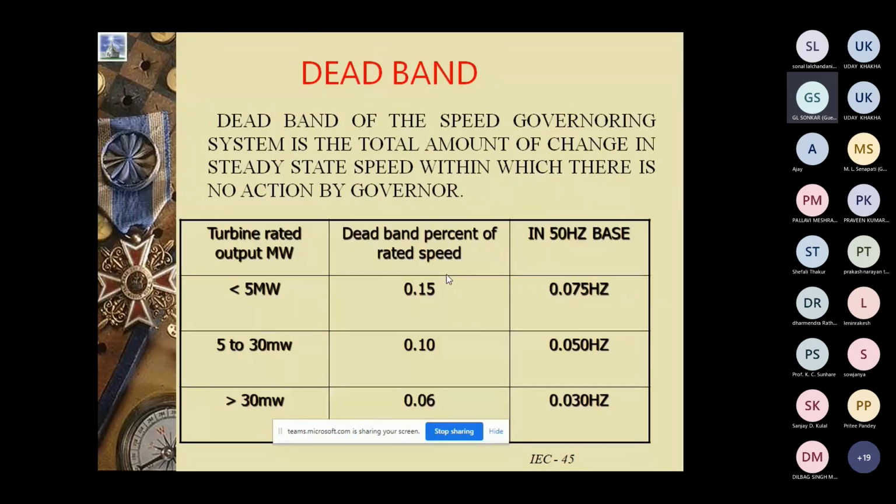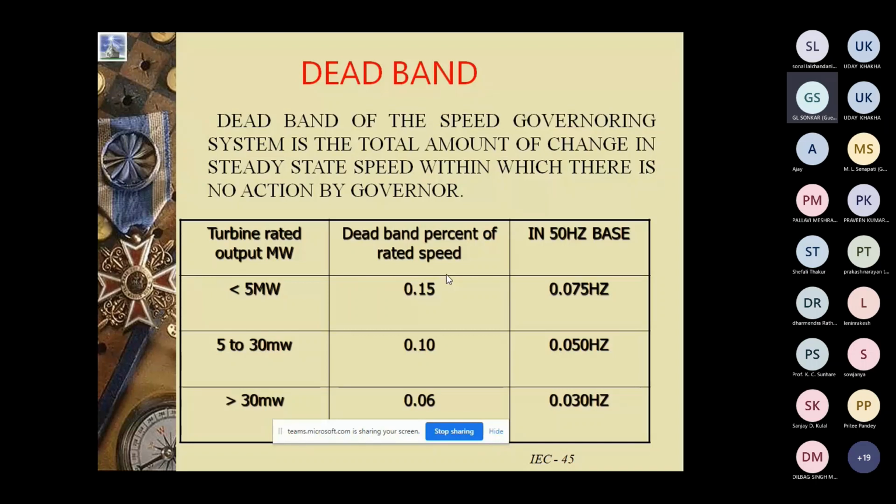Then the dead band. In a governing system, it is the amount of change in the steady state speed within which there is no action by the governor. That means little changes should not be responded to by the governor; that is called the dead band. How much speed change should happen before my governor responds? Okay? This is called my dead band. Up to that change is the tolerance. Up to that, your governor should tolerate and it should not change.